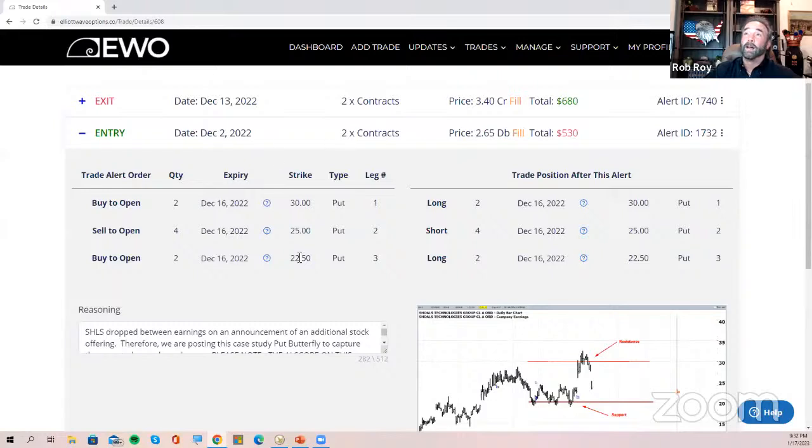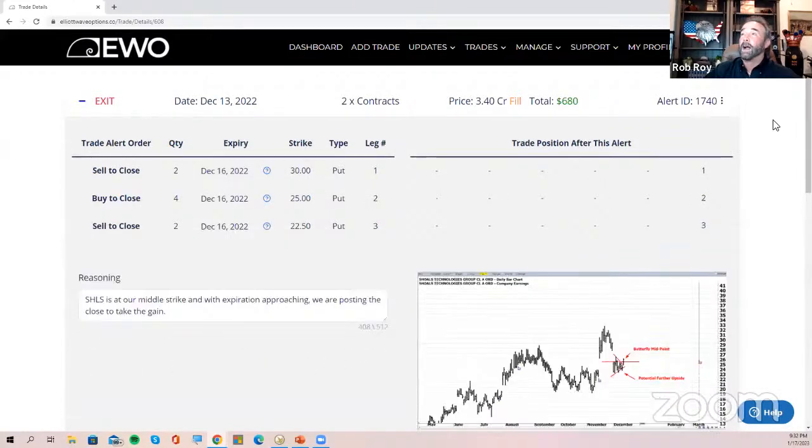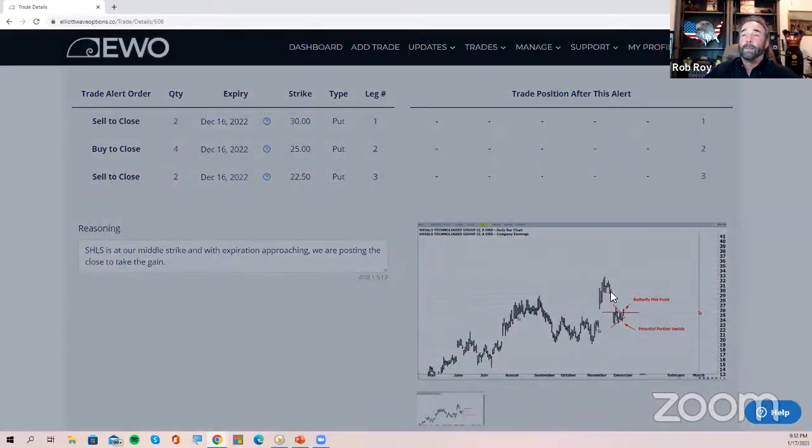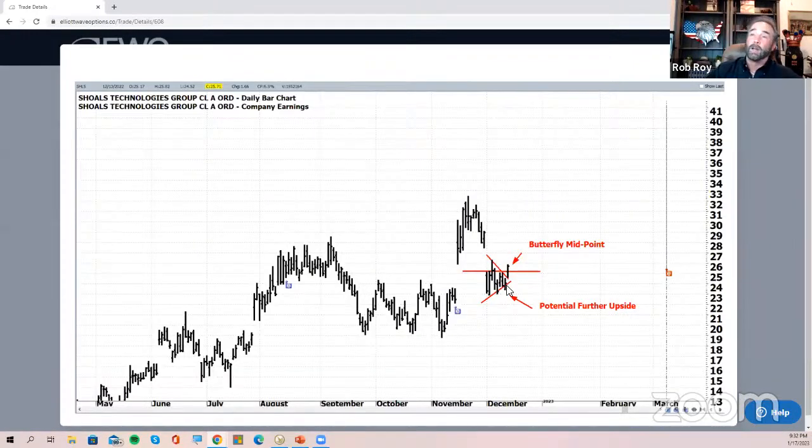There was the butterfly, 22.5, 25, 30 was the setup on the butterfly. And then when we take a look at the move, look what happened. Great consolidation here, which helped. Normally you need some time to go by in a butterfly. That's the negative on it. The positive is you benefit from time decay if you stay in a trading range. The negative is it takes some time to go by before it starts to generate a gain, but we had such a tight consolidation here right around the midpoint that we started to generate a gain pretty quickly.